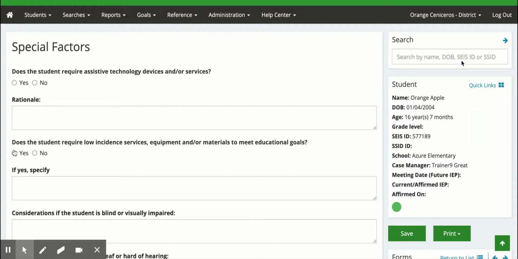The second question on the Special Factors page is, does the student require low incidence services, equipment, or materials to meet educational goals? Again, if the answer is no, you would put NA in the box. If the answer is yes, you would put it here. Please keep in mind that low incidence only applies to students with the eligibilities of DB, VI, OI, HH, and deafness.